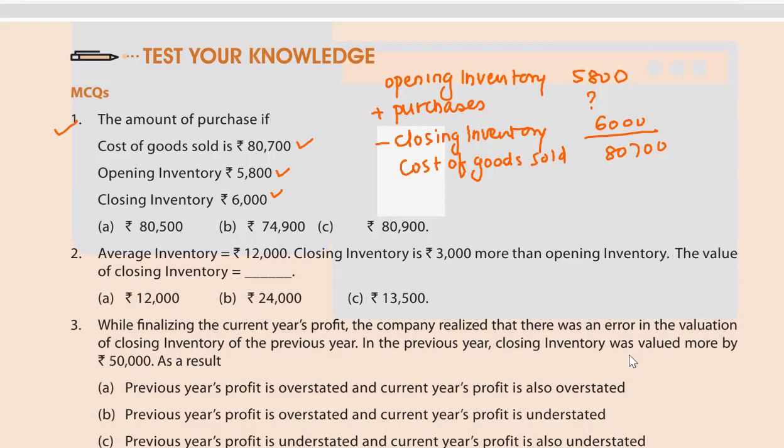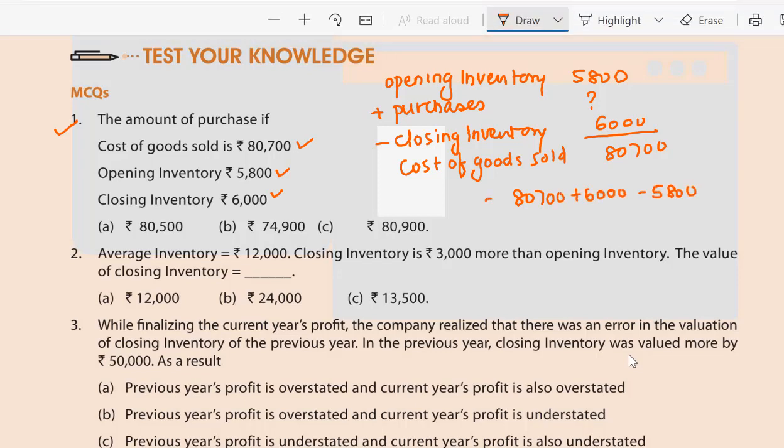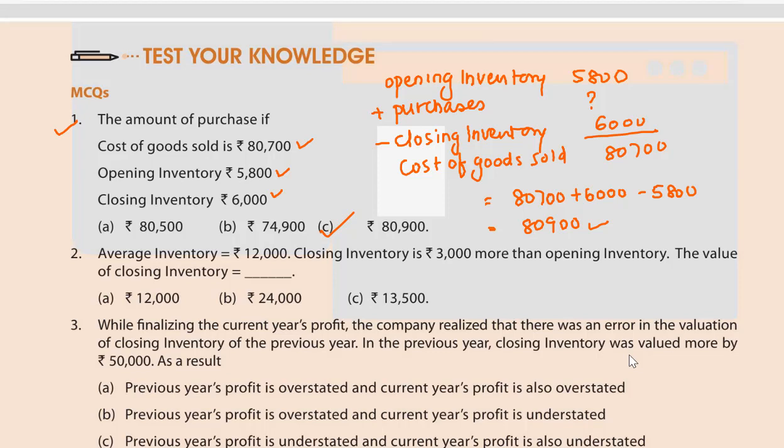So 80,700, by backward calculation, this would be added 80,700 plus 6,000 and minus 5,800. The amount is 80,900. So the answer is C.